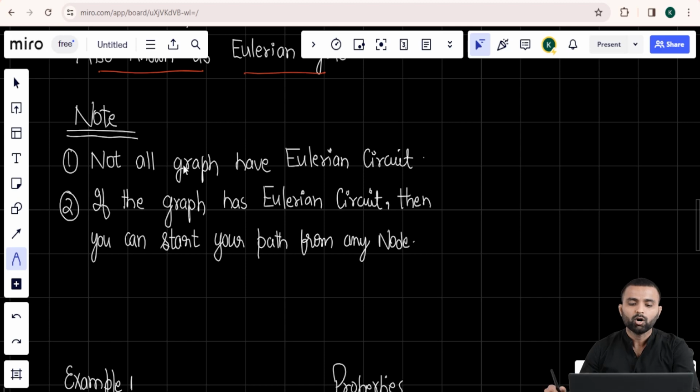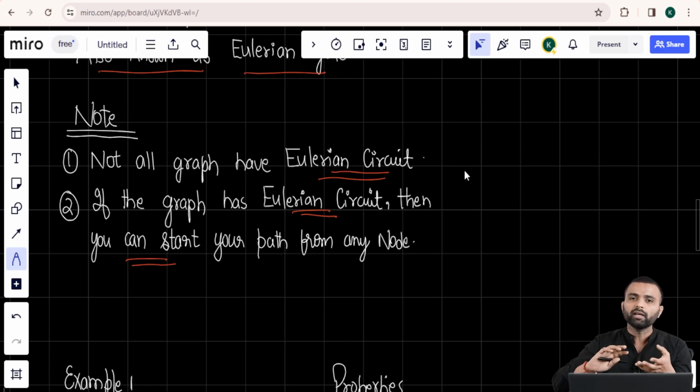It means that not all graphs, like the 3-to-4 graph you are given, follow this property. The second point is, if the graph has an Eulerian circuit at any vertex, then you can start your path from any node. It means that if my graph follows the property of an Eulerian circuit at any node, you can start from any node, because all the nodes follow the property.